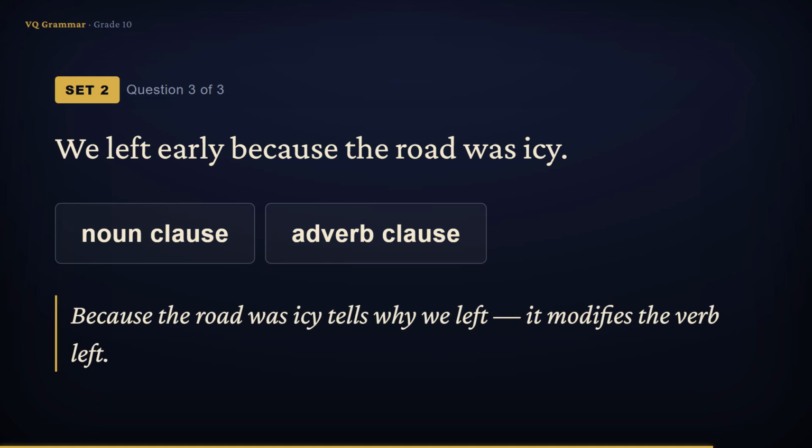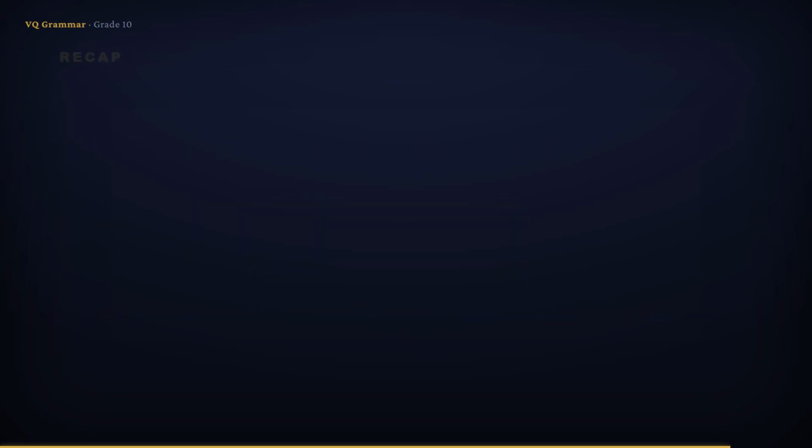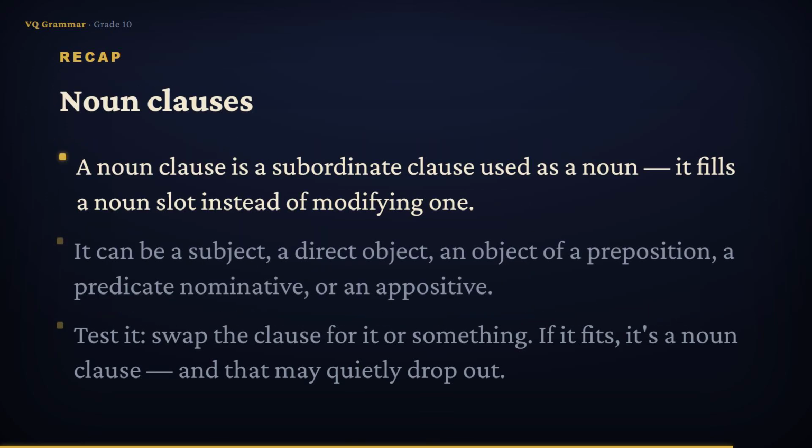We left early because the road was icy. Try the swap. We left early something? No, that falls apart. The clause is not filling a noun slot. It is telling you why we left, so it hangs on the verb left. That makes it an adverb clause.